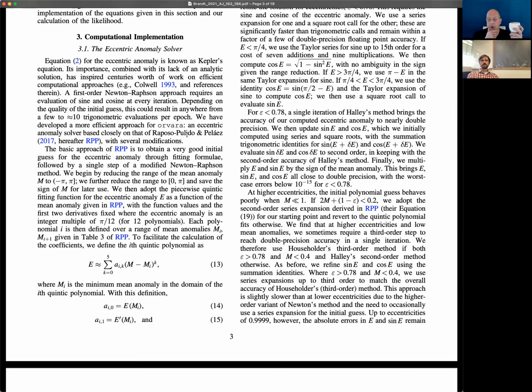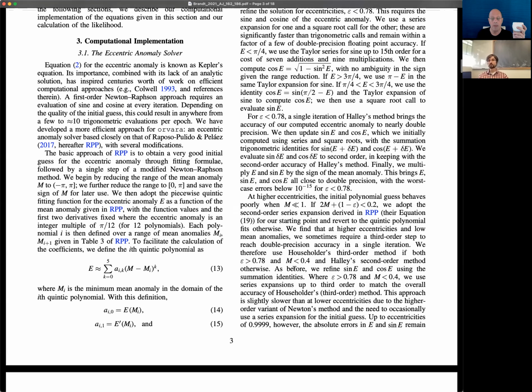So the basic idea here is that we fit piecewise polynomials, a piecewise quintic, to the eccentric anomaly as a function of the mean anomaly. It's defined at certain points where we can know the answer, and then we can compute the coefficients of this polynomial. The coefficients do depend on the eccentricity, and so for each orbit, you do need to recompute them.